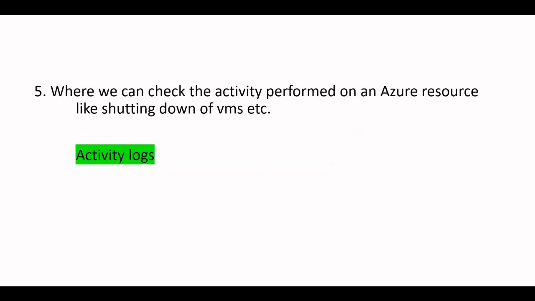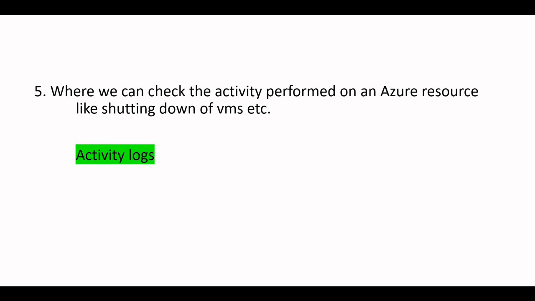Azure resource, like shutting down of VMs. We can check the activity. If you go to virtual machines or any other Azure resource, you will see on the left side there is an option called Activity Logs. Activity Logs is basically used to track all the activities which happened on your Azure resource.